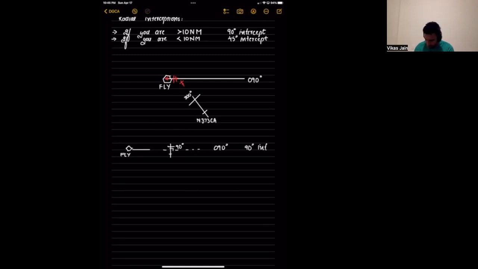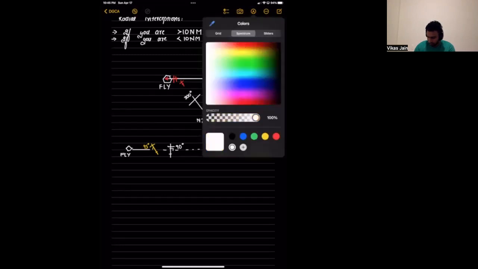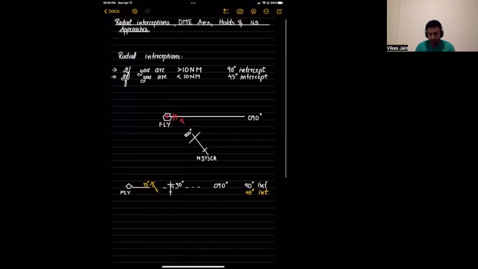Similarly, when I say a 45-degree intercept, the nose of the aircraft is at a 45-degree angle to the radial you're intercepting. That'll be your 45-degree intercept. It has nothing to do with the direction the nose of the aircraft is pointing. It's just what angle it is making with that radial when you're intercepting it, right? That's what radial intercepts mean. Now, coming back to our initial problem.